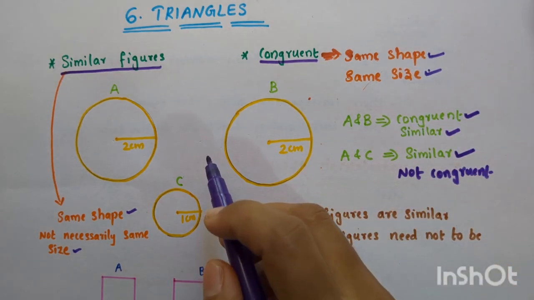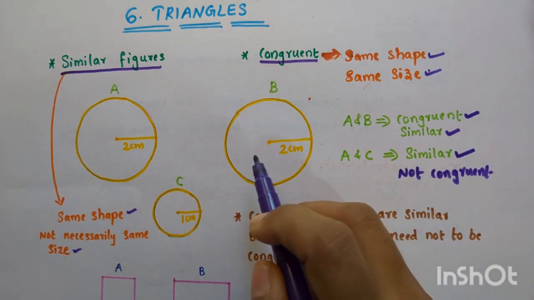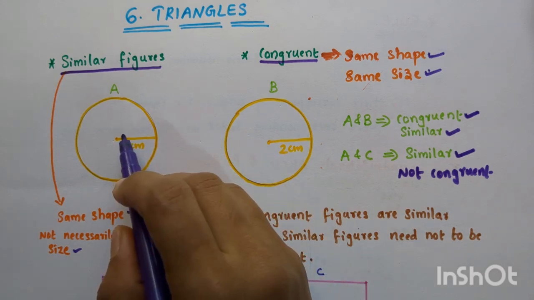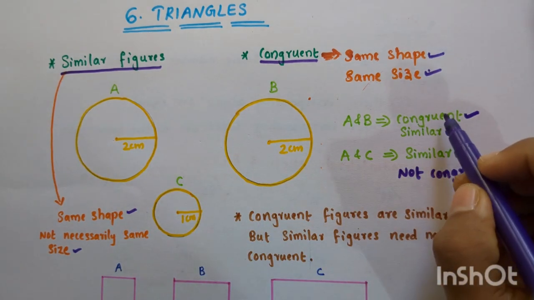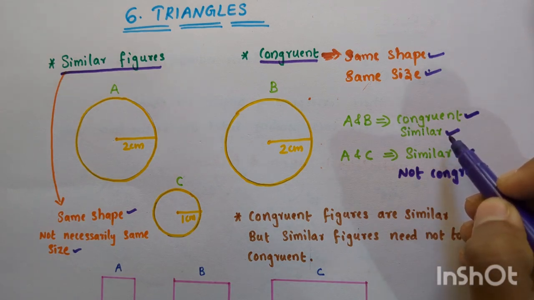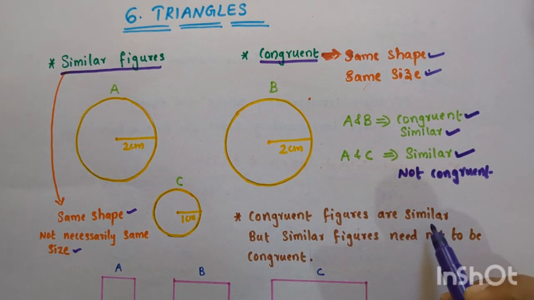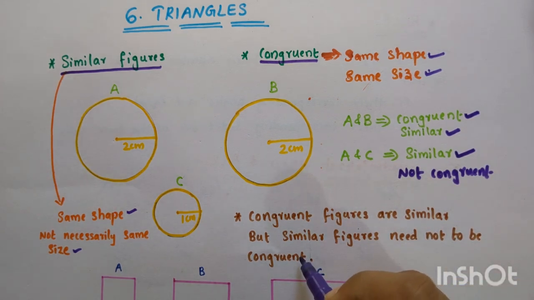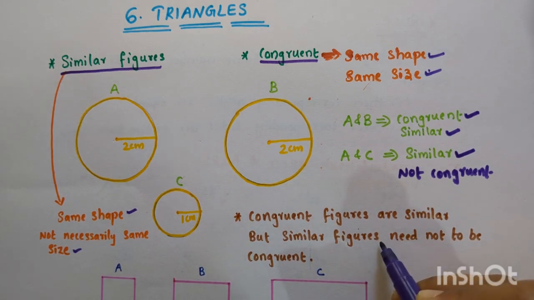For two figures to be similar, they should have the same shape. For two figures to be congruent, they should have the same shape as well as the same size. So circles A and B are congruent as well as similar. All congruent figures are similar, but similar figures need not be congruent.